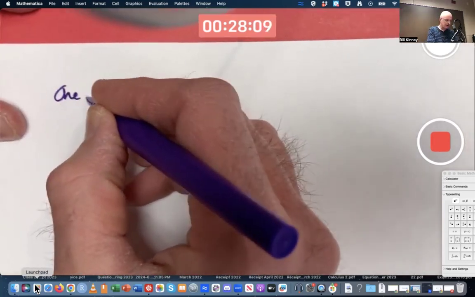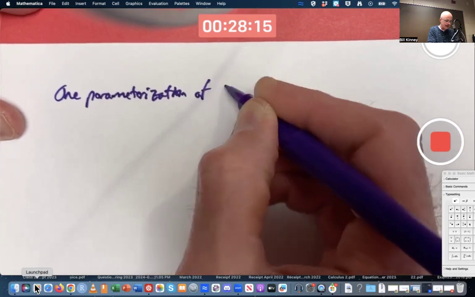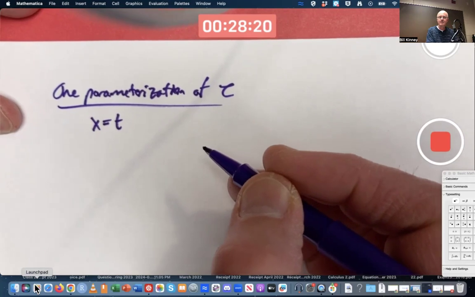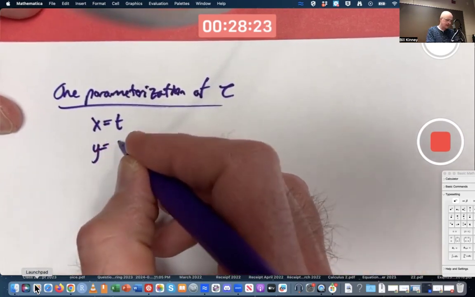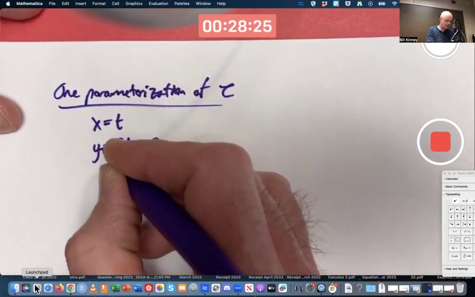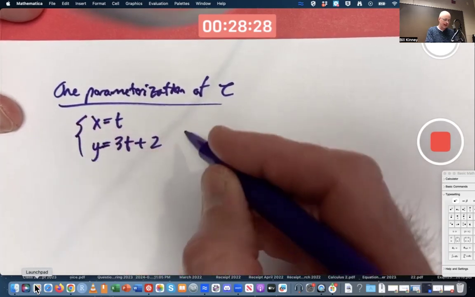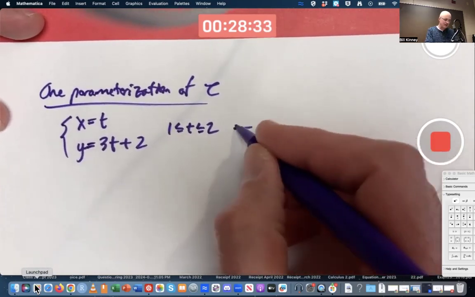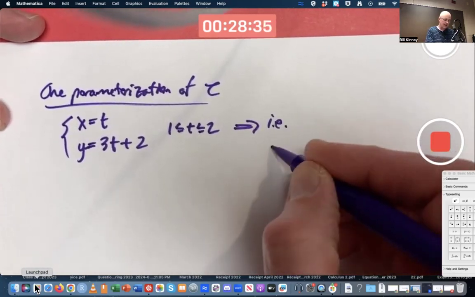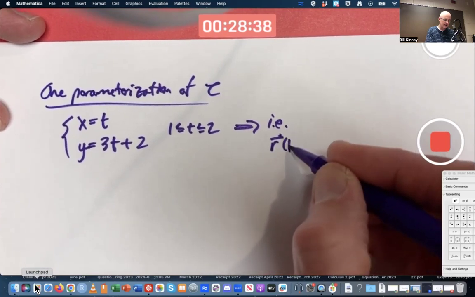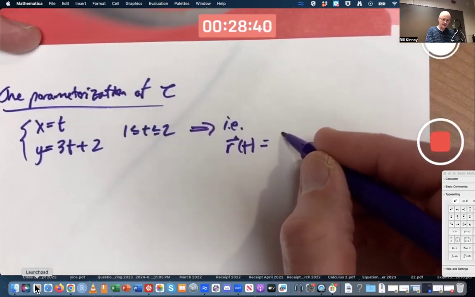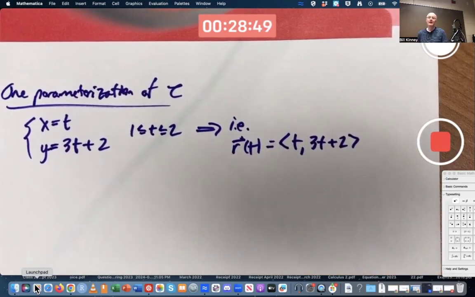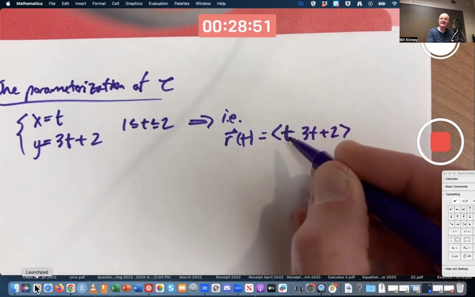One parameterization of C, maybe the simplest one, is x equals t, y equals 3t plus 2, as t goes from 1 to 2. In vector form, that would be the vector r of t has components t comma 3t plus 2. It's a linear parameterization. That's nice.